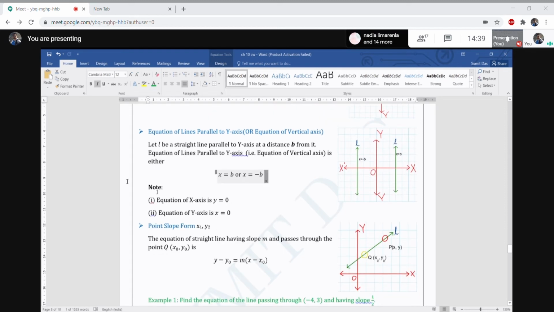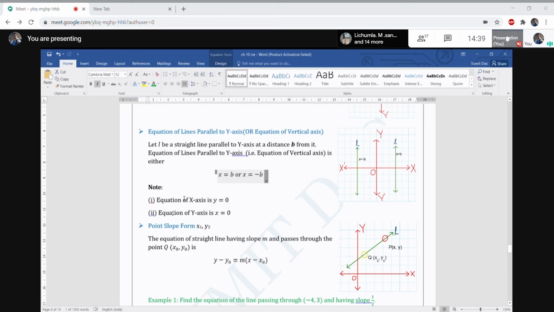And for a note, though you must know this one at least now because you already learned this in class 9: what is the equation of the x-axis? The equation of the x-axis is y equal to 0. If you ask me why, any point lying on the x-axis always has the y coordinate 0. 5 comma 0, 9 comma 0, minus 9 comma 0, minus 13 comma 0, all points lie on the x-axis. So the x-axis equation is y equal to 0.